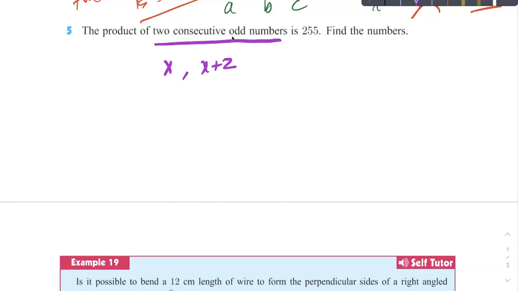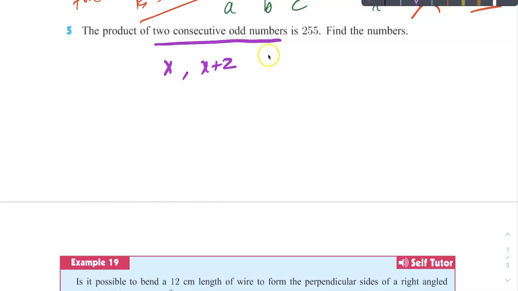Because think about it. If you had 2, what's the next even number? 4. You add 2 to get it. If you have 3, the next odd number will be plus 2. So anytime you want consecutive even or odd numbers, this is how we set it up. Those are consecutive odd numbers. If you just want consecutive numbers, you go x plus 1, because that's how you get consecutive numbers. So two consecutive odd numbers, or even, it's just x and x plus 2.